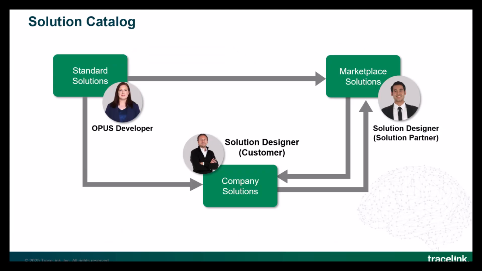The Opus Solution Catalogue is a place where Opus solutions are organised into three categories: standard solutions, marketplace solutions, and company solutions. The standard solutions are developed by TraceLink's Opus developer and not configurable by customers. These come pre-installed once you license any application, for example Mint. Standard solutions solve the common use cases.